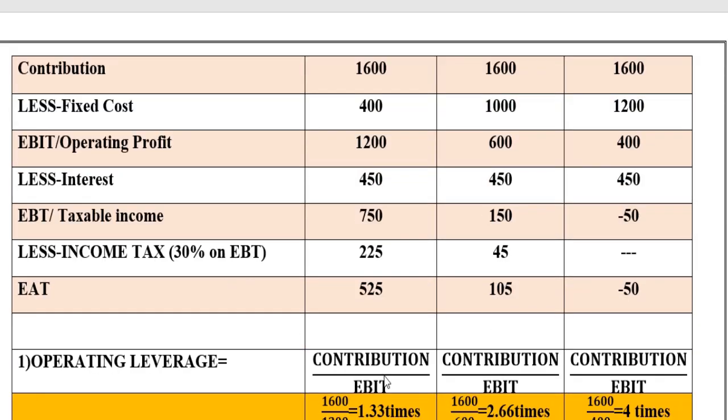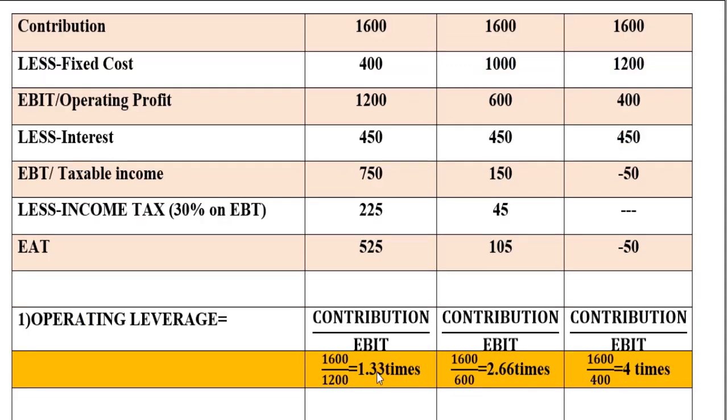Contribution divided by EBIT. In all cases, in the three situations, you can write the formula and assign values. Now check how much contribution we have here. 1600 divided by 1200, you will get 1.33 times. So 1600 divided by 600, 2.66 times, and 1600 divided by 400 you will get 4 times.